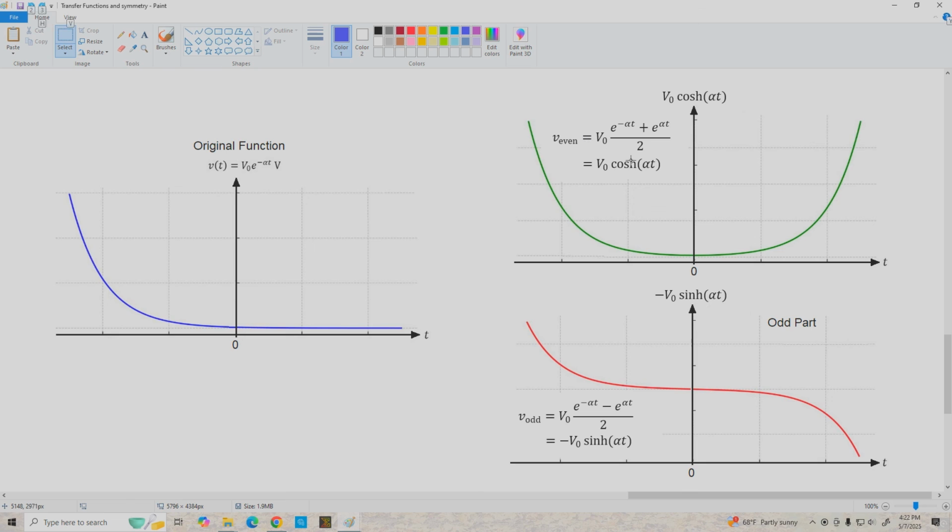And how we come up with these even and odd parts is by substituting this function into the definition for the even parts and odd parts that we looked at earlier, and it gives us what's called the hyperbolic cosine for the even part. Sometimes it's pronounced the cosh of alpha t, and the negative hyperbolic sine of alpha t, which is also sometimes pronounced sinh of alpha t, as we have shown over here. And if we add these two together, we end up with the original function.